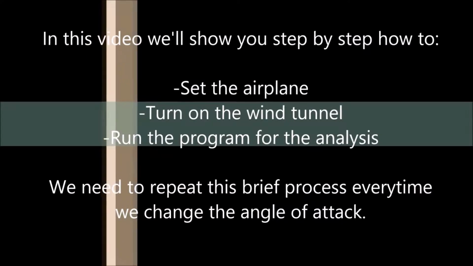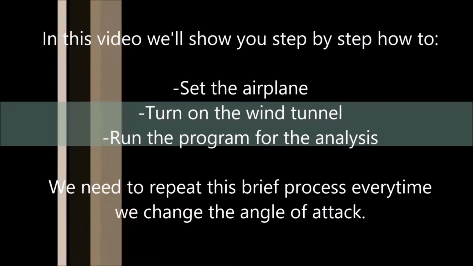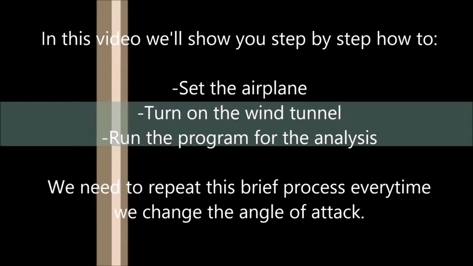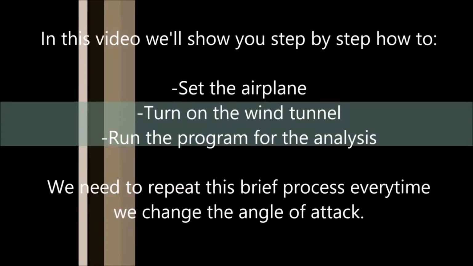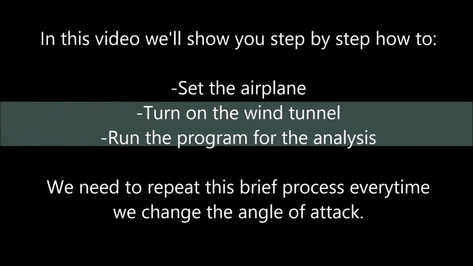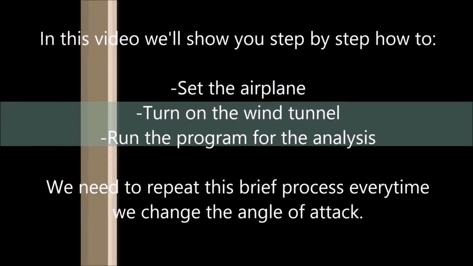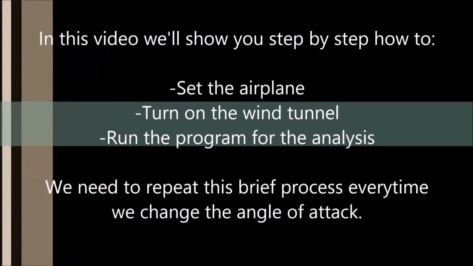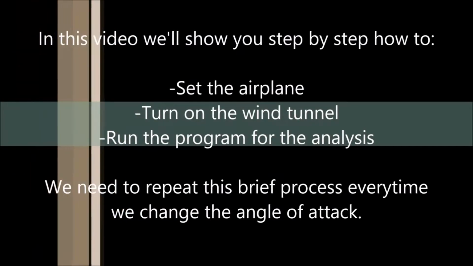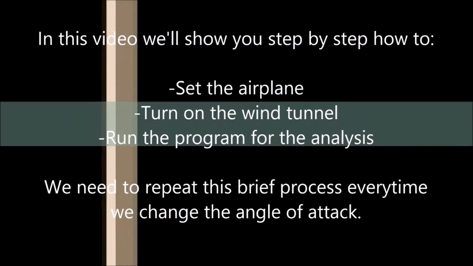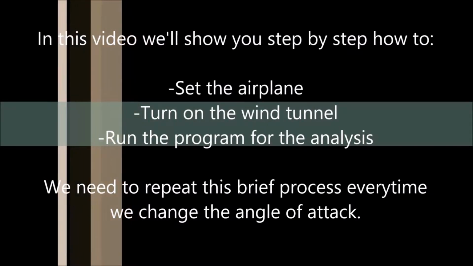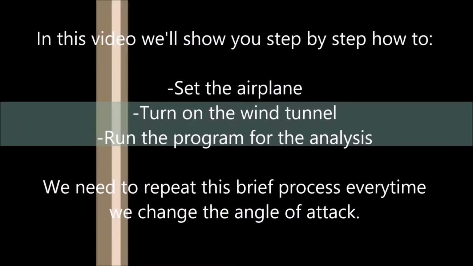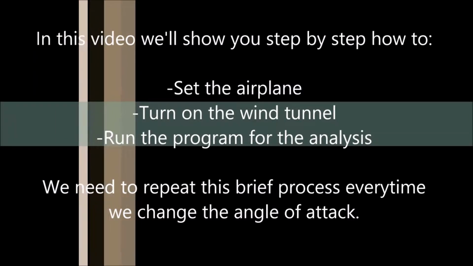In this video we'll show you step by step how to set the airplane inside of the wind tunnel with the right initial position depending on the angle of attack we are working with. The following action is to turn on the wind tunnel at a certain airspeed. Before we increase the velocity, we need to make sure the tunnel is well positioned inside the room. Avoid walking in front of it and put it away from the walls and things like that.